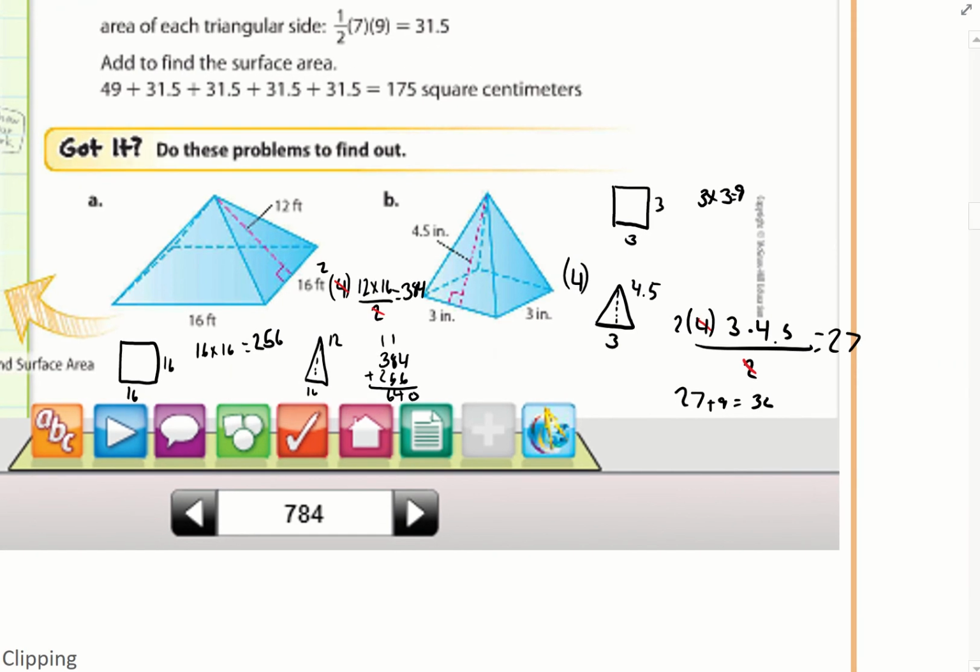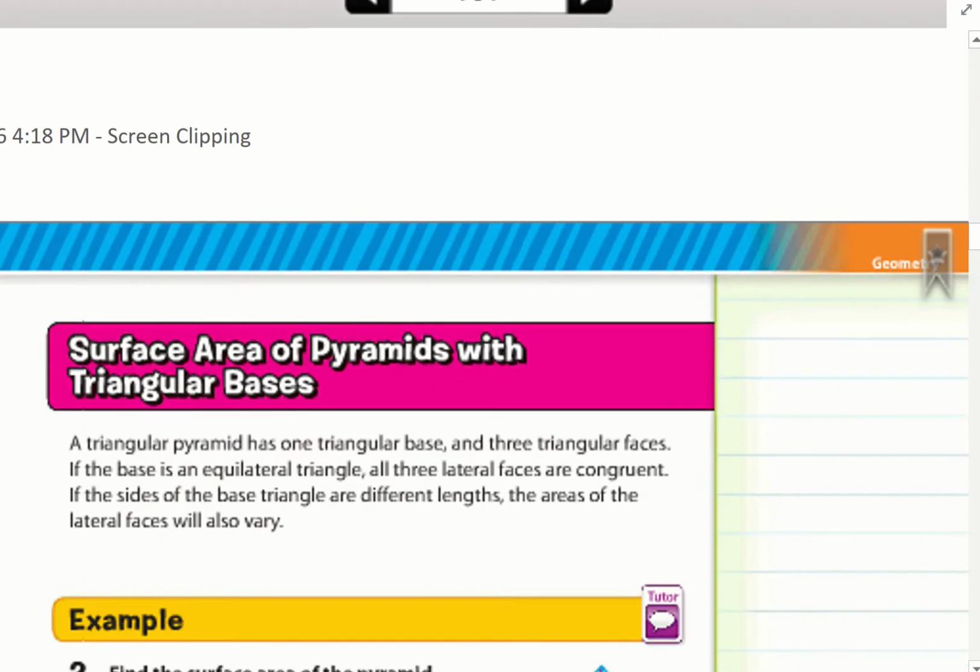For my B, I have a 3 by 3 square base, so it's going to be 9. And I have a base of 3 and a slant height of 4.5. I'm going to multiply that area by 4, and I get 27. 27 plus 9 equals 36.